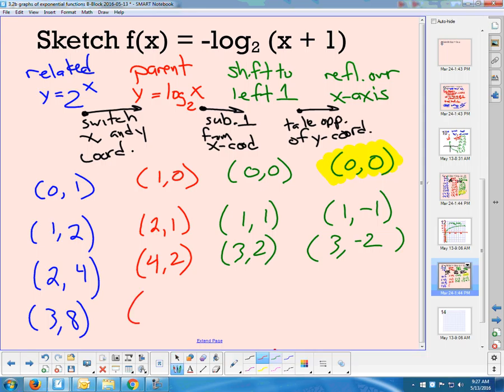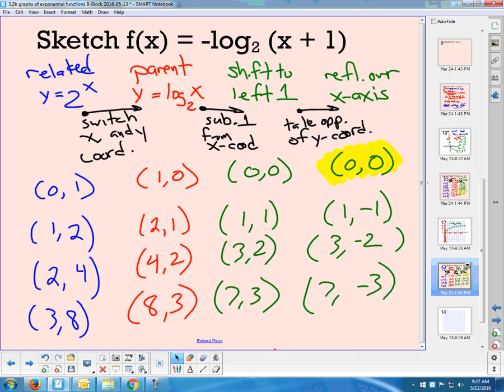Similarly, (3, 8) becomes (8, 3) by switching the coordinates. (8, 3) becomes (7, 3) when I shift it to the left 1 unit, which then becomes (7, -3) when I reflect over the y-axis. So that's a nice set of points, probably big enough.